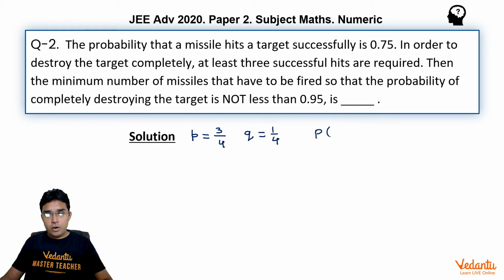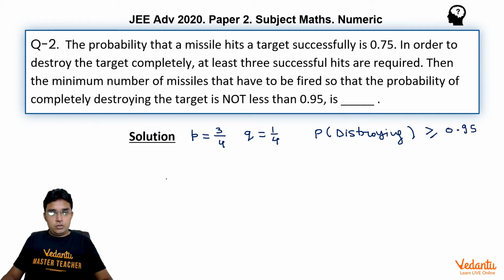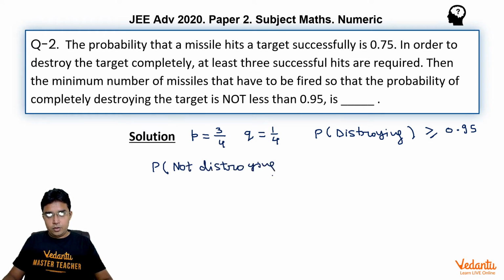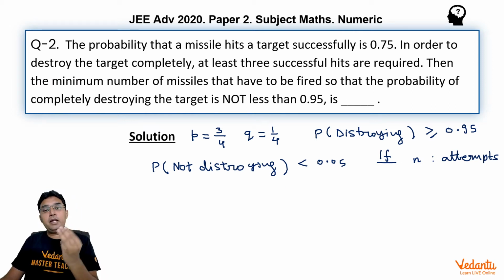That means we are looking for the probability of destroying the target to be greater than or equal to 0.95. So we can also say that the probability of not destroying the target should be less than 0.05. Now, if we are making n attempts, not destroying the target can happen in 3 different exclusive ways.